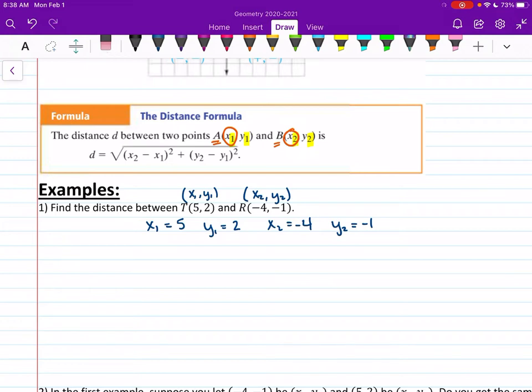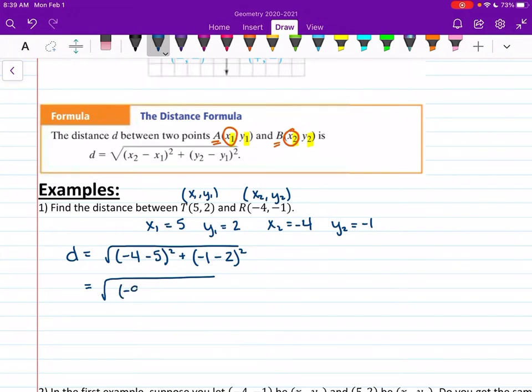Okay, so now if I plug it into my distance formula, I'm going to have x2 minus x1. So x2 is -4 minus 5 all squared plus y2, -1, minus y1, 2 all squared. And then remember your good old friend PEMDAS. I'm going to go through and simplify inside parentheses first. So then I get a -9 squared plus a -3 squared.